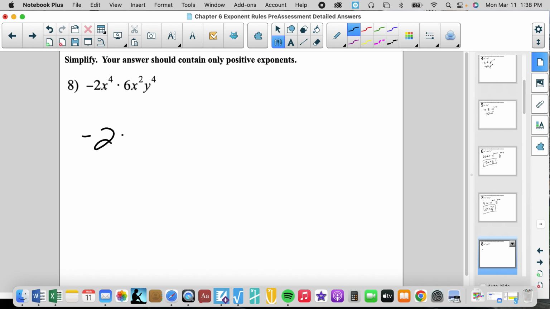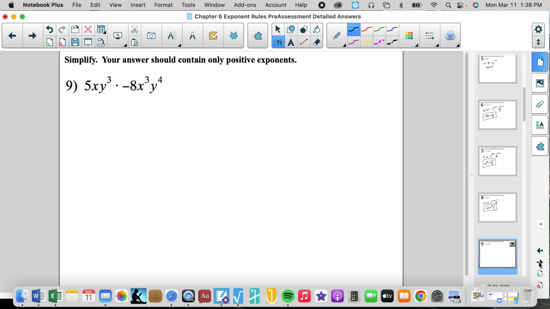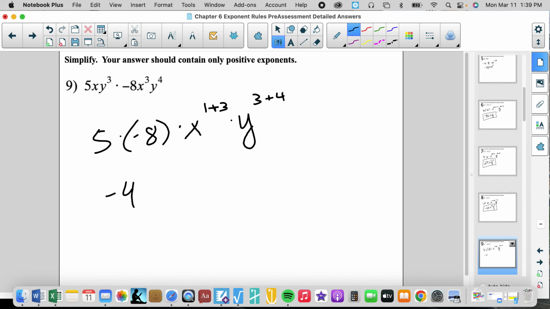You have negative 2 times 6 times x to the 4 plus 2, y to the 4th. Negative 12 x to the 6th, y to the 4th. 5 times negative 8 times x to the 1 plus 3 times y to the 3 plus 4. Negative 40 x to the 4th, y to the 7th.